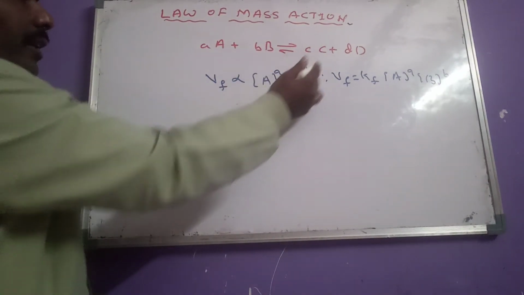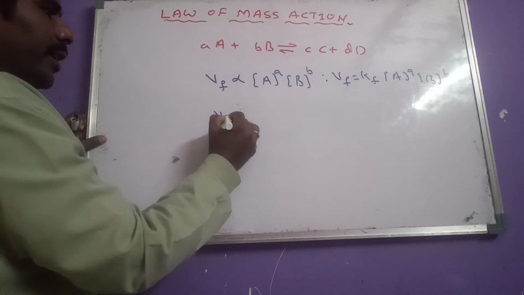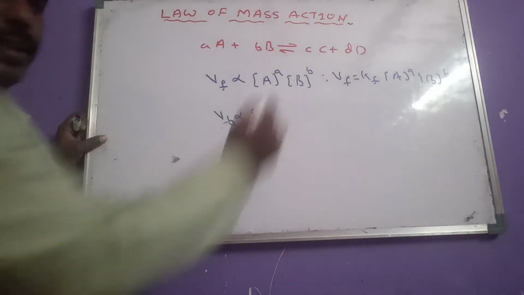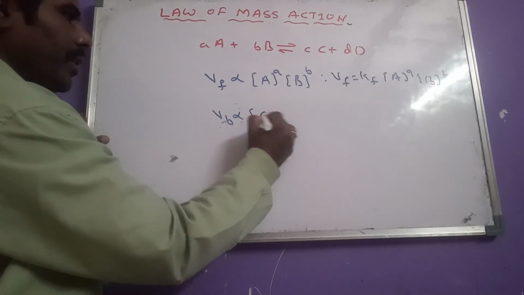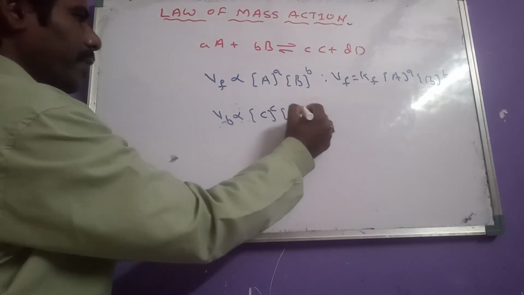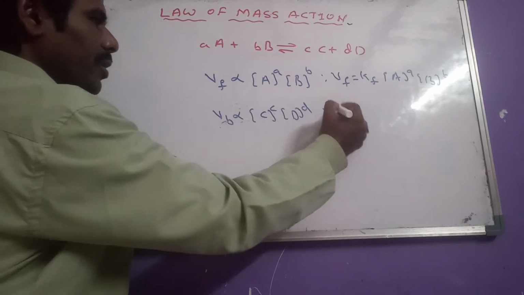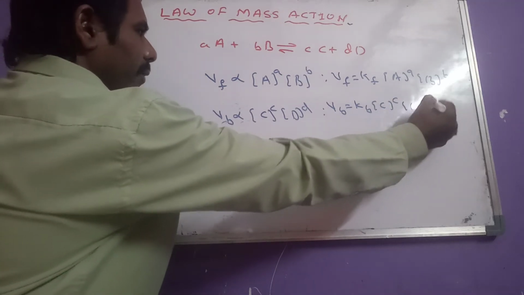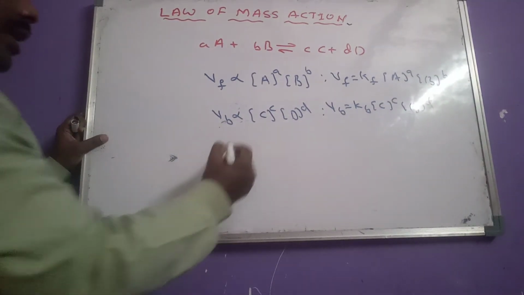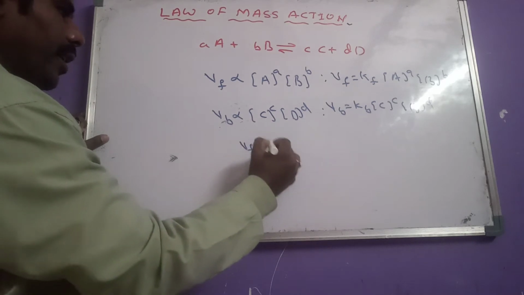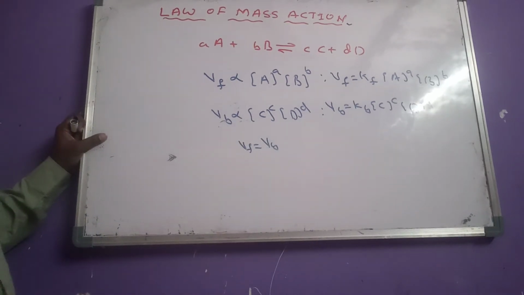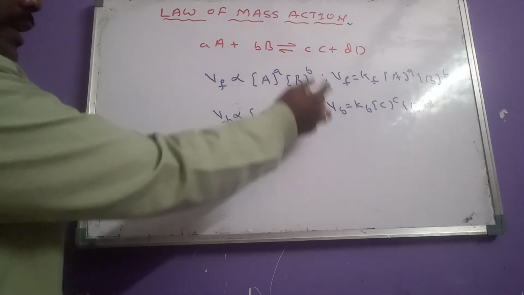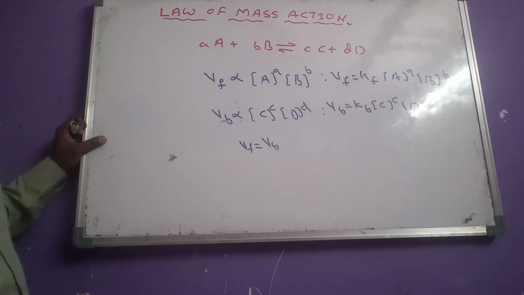According to the law of mass action, the velocity of the backward reaction is proportional to the active masses of the reactants, C and D, so [C]^c into [D]^d. Removing the proportionality, we get a constant Kb. Now these are the two equations. But we know that at equilibrium, the velocity of the forward reaction equals the velocity of the backward reaction, so we can equate the right-hand sides also.